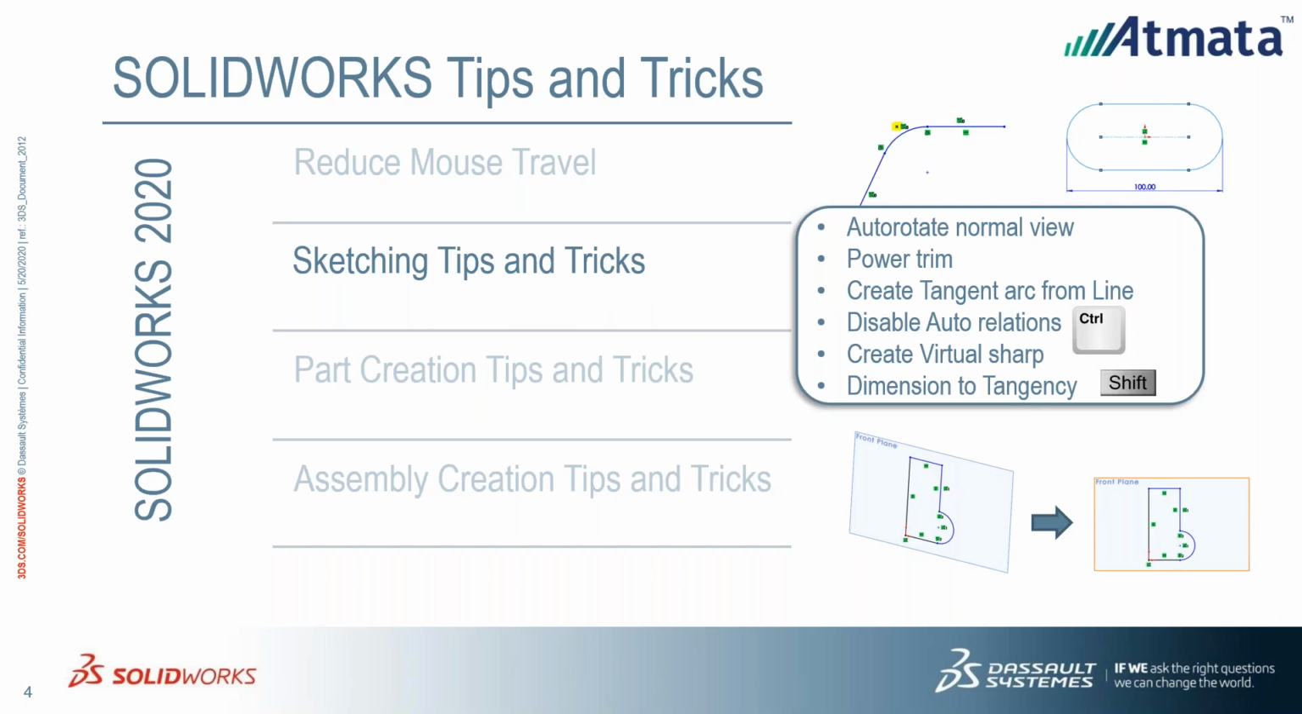Okay. By having settings in our system options, we can easily auto rotate the standard plane to normal view. I showed you the tips in power trim. Easily we can undo the last selection by moving our cursor to that red dot, and also we can power extend by dragging the sketch entity. By using the alphabet A, directly we can create an arc from the line command. By using the Control key, we can disable auto relations. For creating a virtual sharp, we can select the two lines and select the point command. For dimensioning the maximum arc condition, we can hold the Shift key and select the arcs.